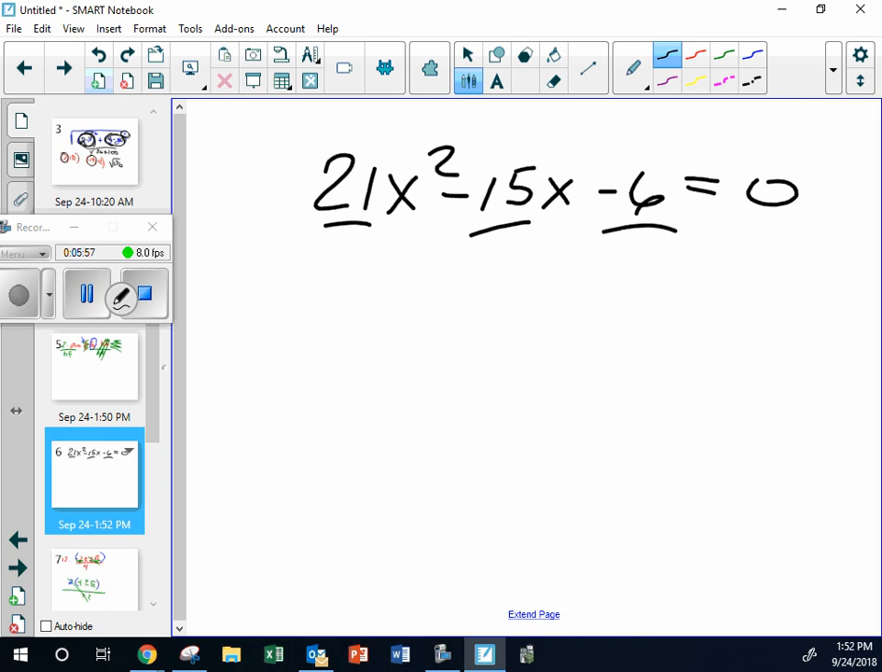Let's go, is there anything bigger, like a 5? Nope, 5 doesn't go into the first and last ones. I guess 3 is it. So 3 comes out. What do I have left? 7x squared minus 5x minus 2.